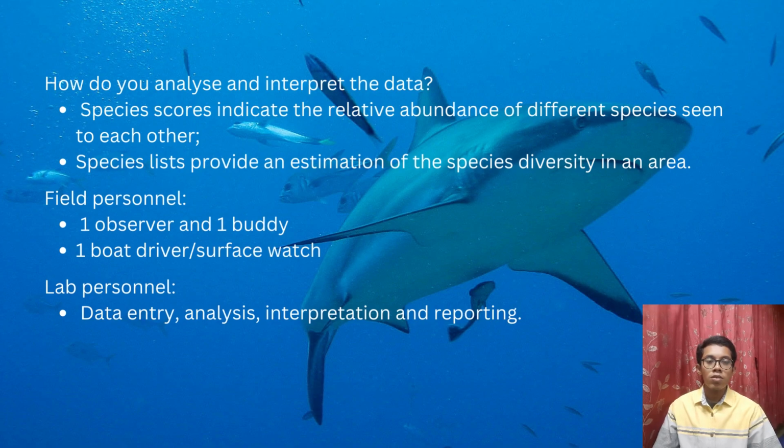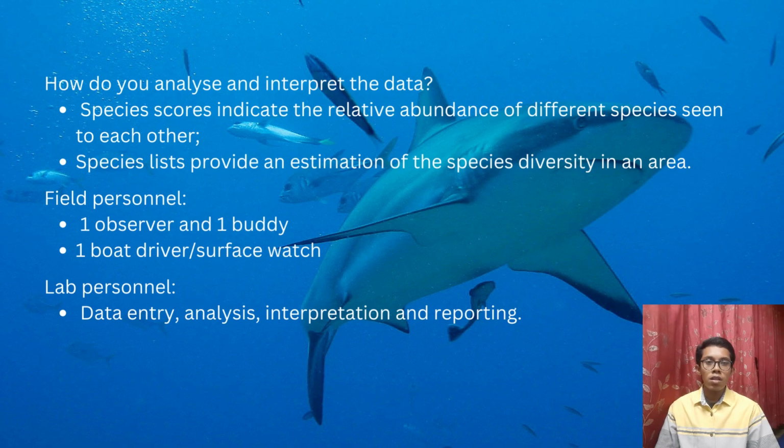Based on the information that has been collected, how do we analyze and interpret the data? Species score indicates the relative abundance of different species seen relative to each other. Also, the species list provides an estimation of species diversity in the area.